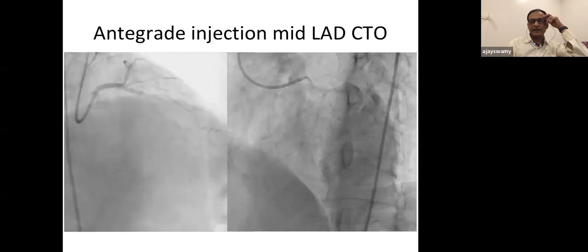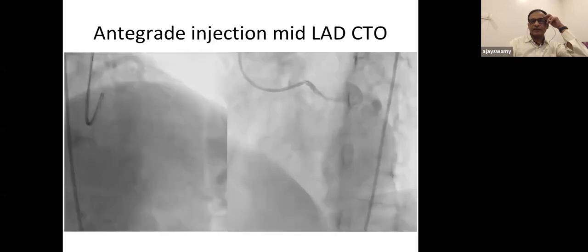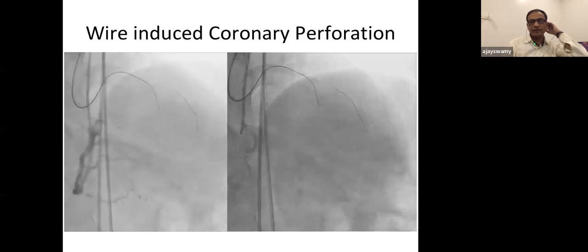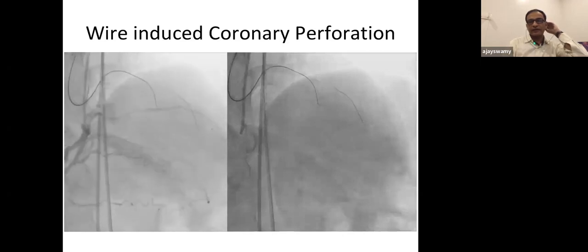Antegrade, the LAD was not very large. So this showed a mid LAD CTO, and then an attempt was made to try and cross it with the CTO wire. And you can see that the wire is definitely subintimal.